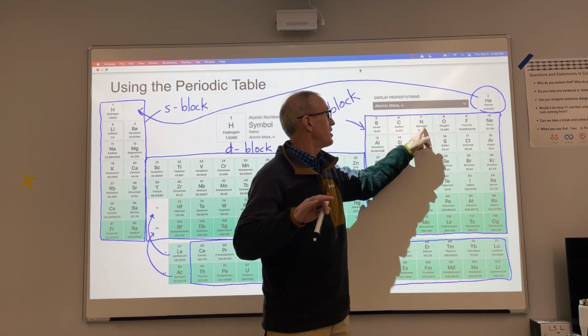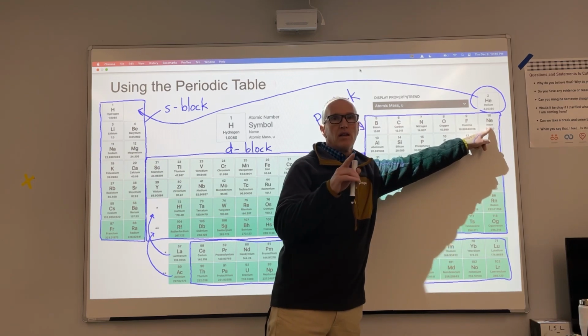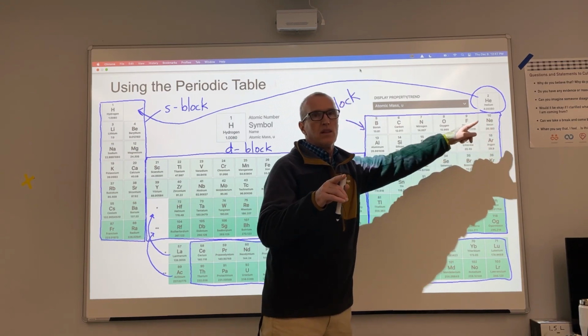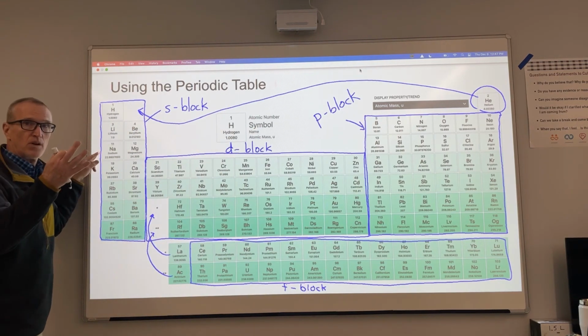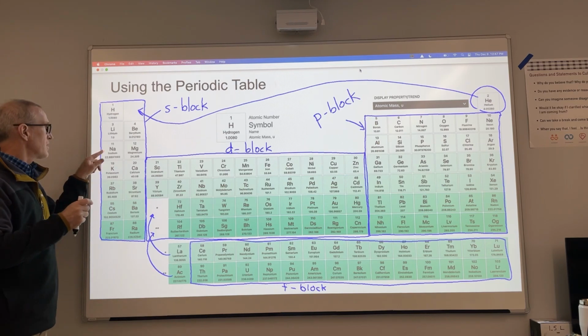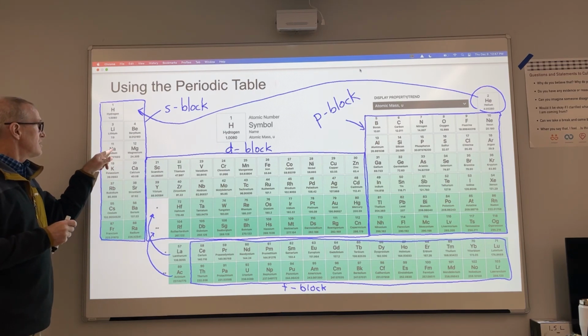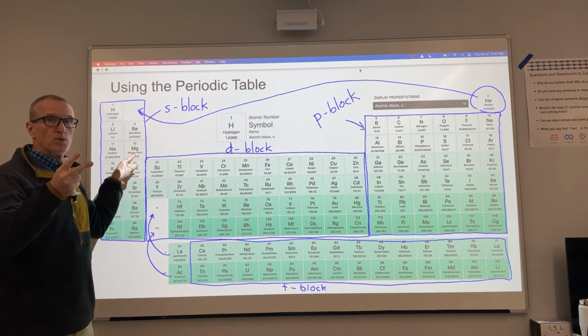1, 2, 3, 4, 5, 6. We get to neon, the noble gas. Then we have to go all the way back down to the third period, which is where we're starting the third main energy level, where we go with an S. Sodium has 1 in the 3s, magnesium has 2 in the 3s.